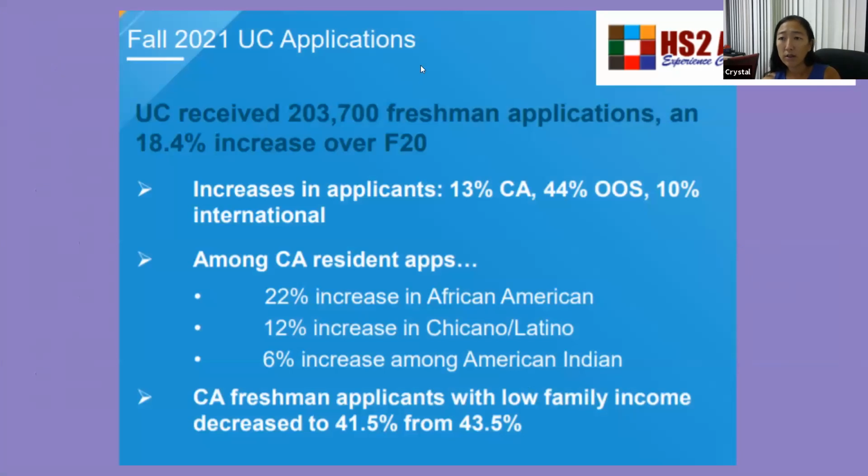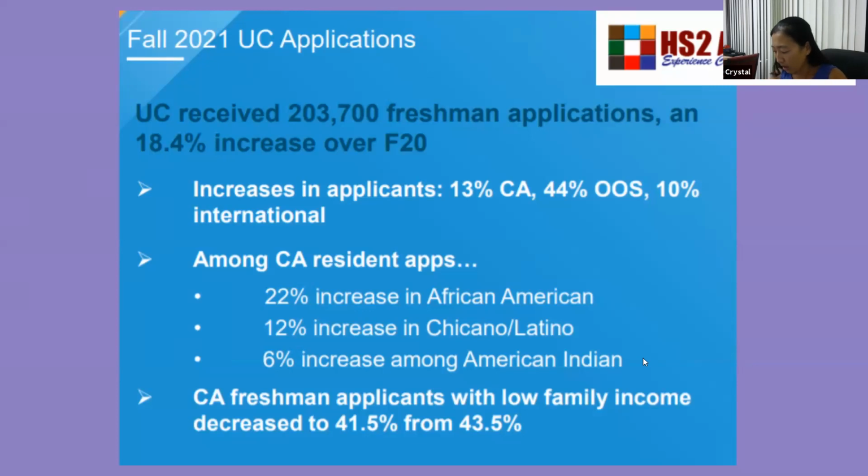All right, so here's information in general about the freshman applications. As most of you know, this past year has been the most competitive for college applicants, whether they were applying to private schools or public schools. The UC system alone had an 18% increase in applications during this past season.